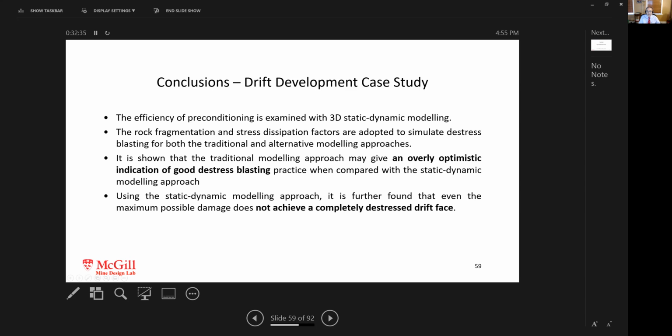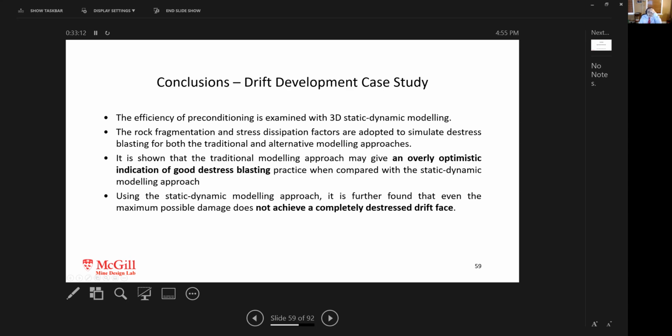Okay, so in other words, we wanted to examine the efficiency of preconditioning using a more detailed approach with the 3D static dynamic modeling. And the rock fragmentation and stress distribution factors were adopted to come up with an answer for the traditional model, and we compared it with the detailed static dynamic approach. So it's an important conclusion that the maximum possible damage does not achieve a completely distressed drift phase.